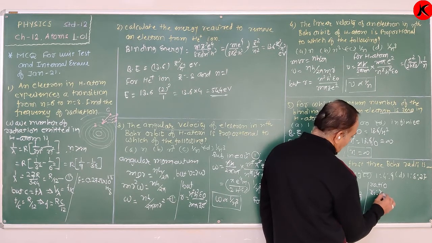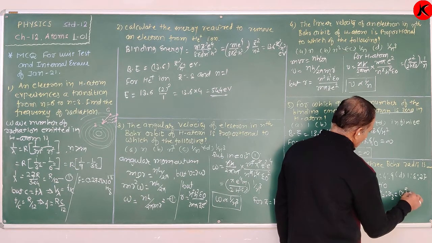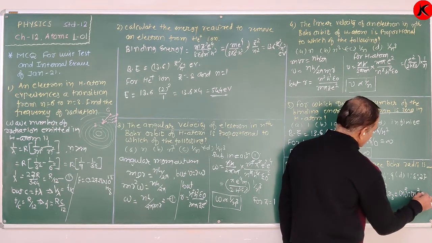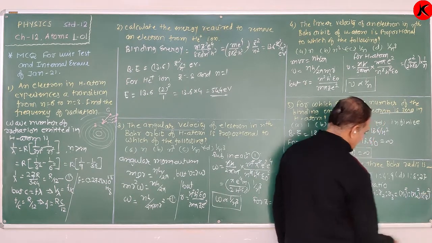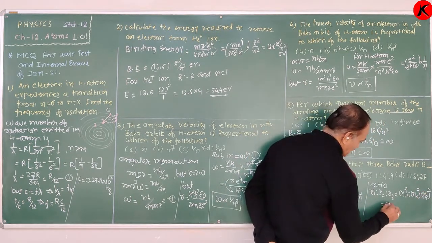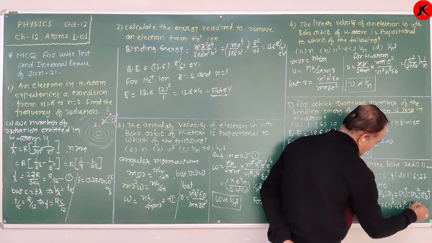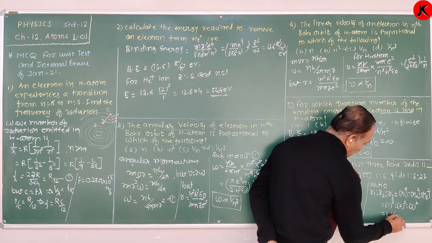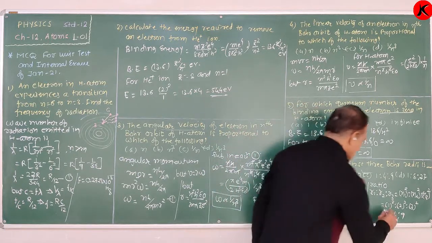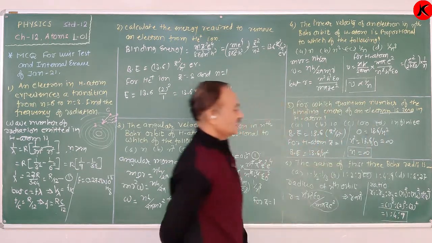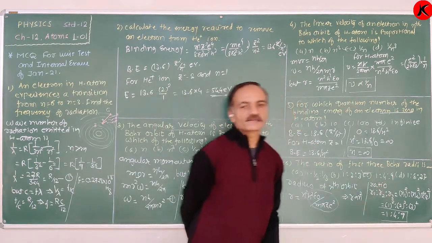R1 : R2 : R3 is equal to N1 square : N2 square : N3 square. First orbit N1 is 1 square, second orbit 2 square, third orbit 3 square. Therefore 1 : 4 : 9. So that is our answer. That is the ratio of the radii of the first three Bohr orbits.